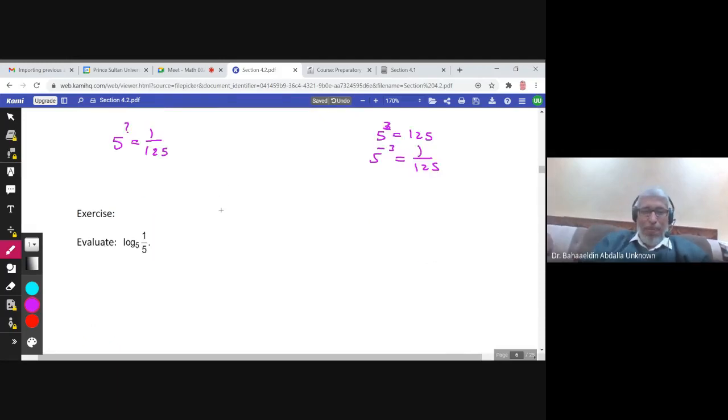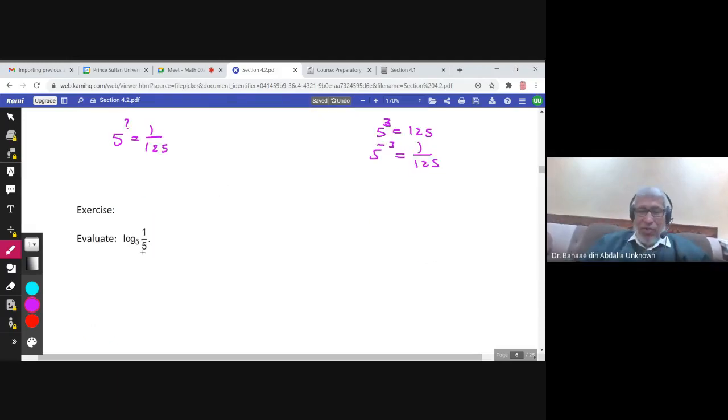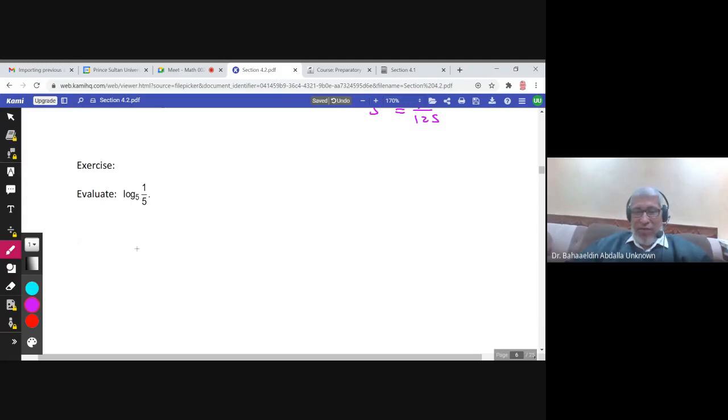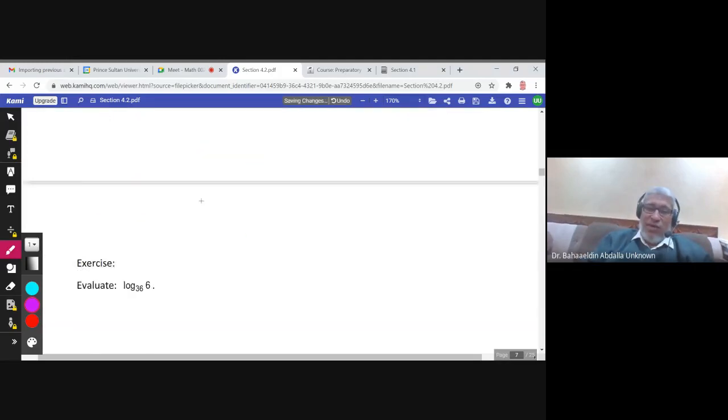For example, here, what is log 1 over 5 to the base 5? You ask yourself, 5 to which power equals 1 over 5? If you really understand, you will know that 5 to the power -1 is 1 over 5. So log 1 over 5 to the base 5 is just -1.